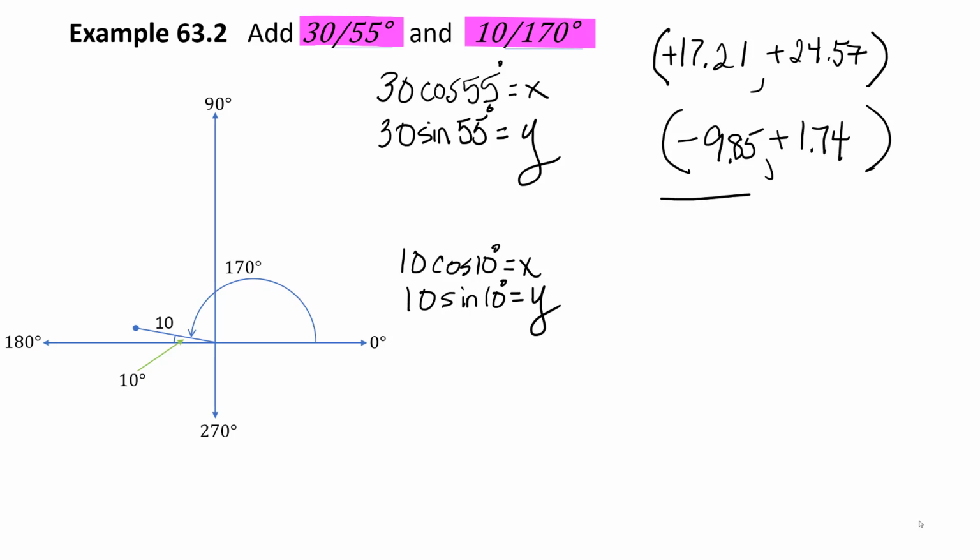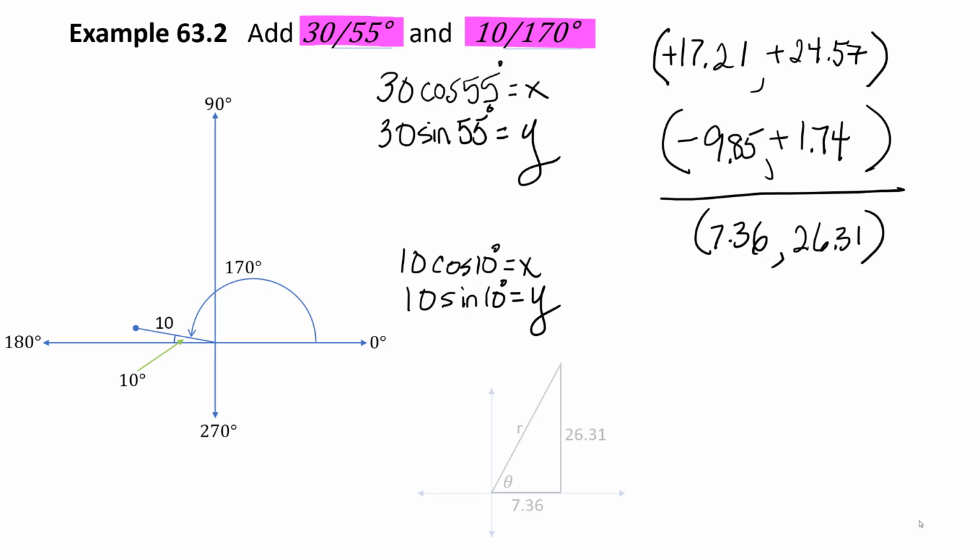And now we're going to add those together. So add the x's, add the y's, and that is your result. Now we want to change that back to polar coordinates. So if I were to graph that, it would be in the first quadrant since x and y are both positive. My x is 7.36, my y is 26.31. So I just need to find that angle theta and the length of that hypotenuse, which is r.